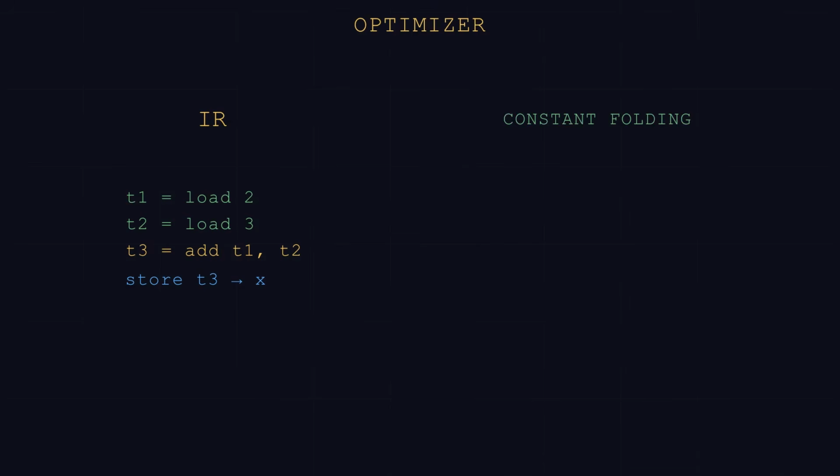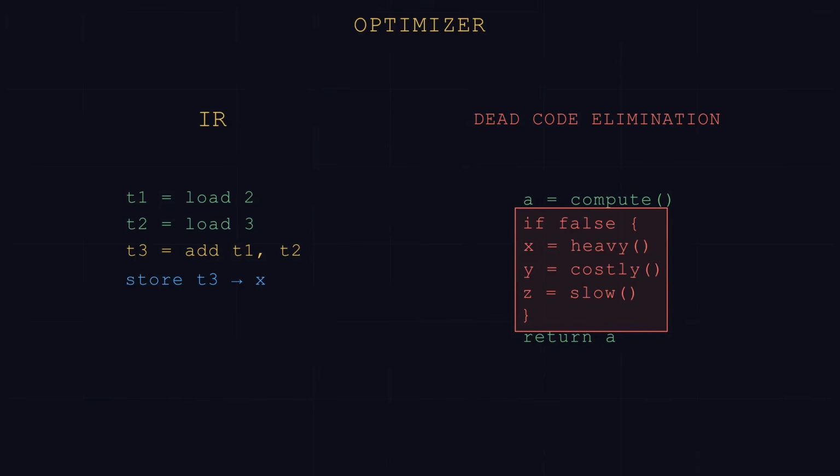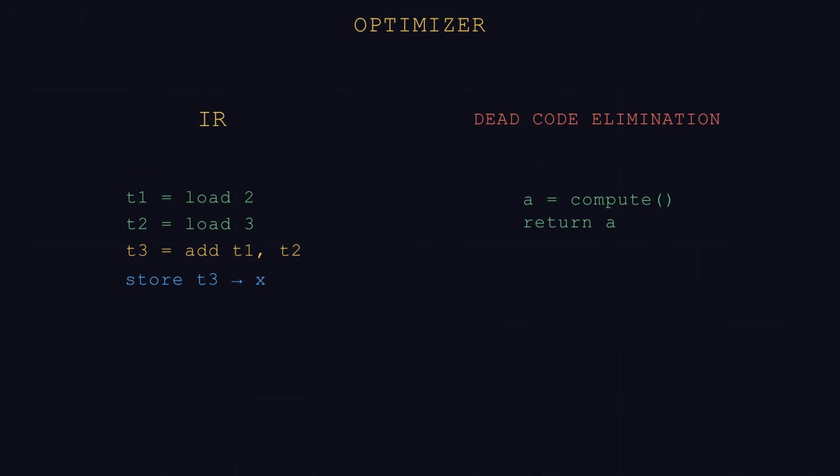First, constant folding. If your code says X equals 2 plus 3, the optimizer doesn't wait until runtime. It computes 2 plus 3 right now, at compile time, and replaces the whole expression with 5. The addition just vanishes. Next, dead code elimination. If there's an if-false block, code that can never run, the optimizer doesn't just skip it, it deletes it entirely. Gone. The binary gets smaller, and the CPU never even sees it.